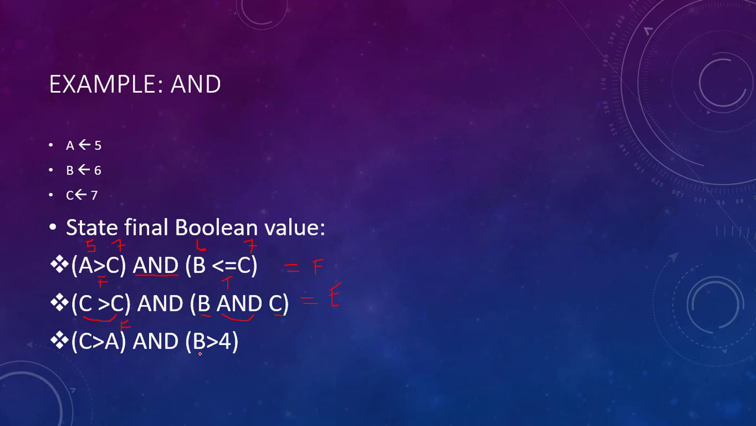Now if you take a look here, B is being compared with a value instead of a variable. So 6, is it greater than 4? Which gives us true, because 6 is greater than 4. Now C is greater than A, which is true. 7 is greater than 5. Now true ANDed with true. Remember that the AND operator applies as follows: when both of the statements are true, it's going to give rise to true.